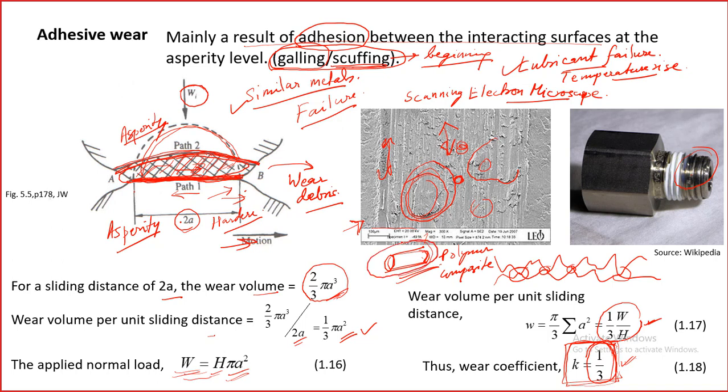So this is also adhesive wear, but the wear debris has changed its form from a very irregular chunk to this kind of cylindrical shape. Okay, so we will stop here.